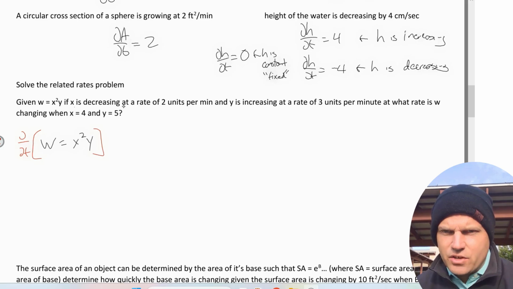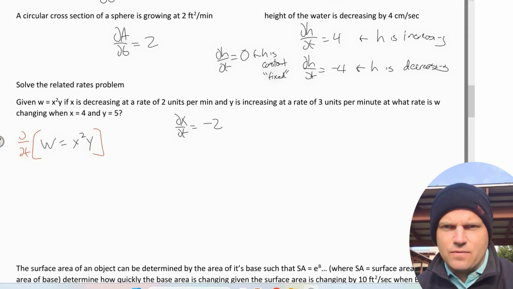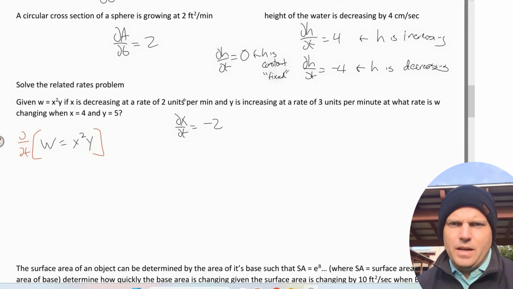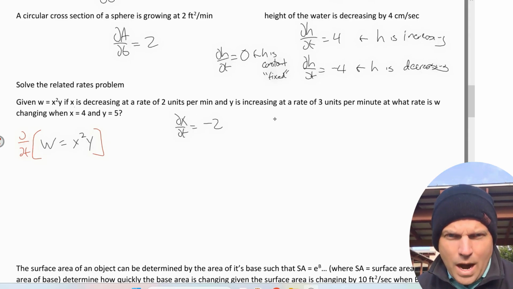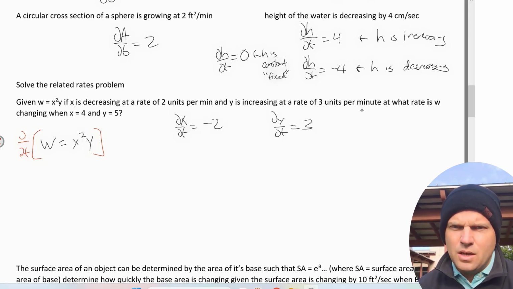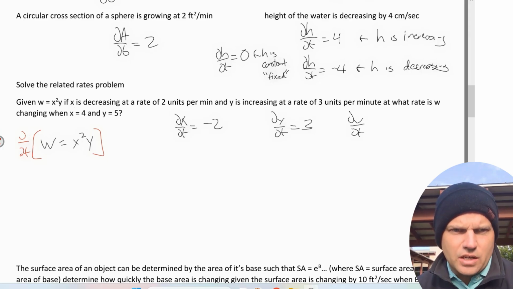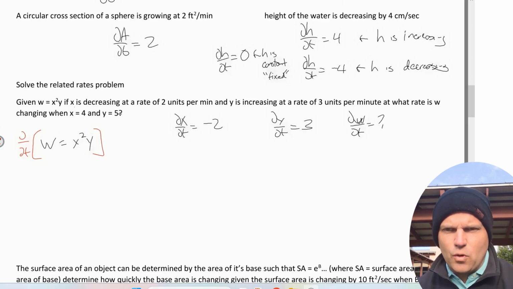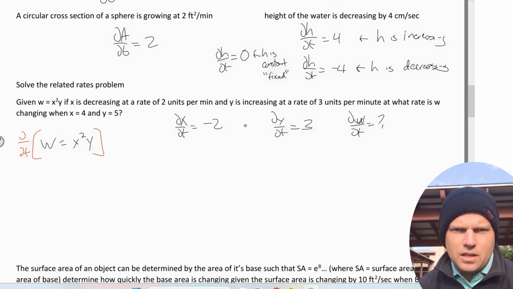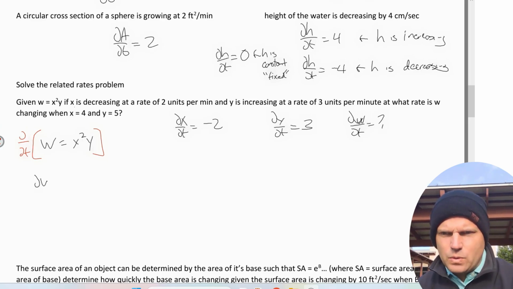But here, x is decreasing at a rate of 2 units per minute. X is decreasing. That means its derivative must be negative 2 units per minute. Units, not units squared, units to the first power, length. Y is increasing at a rate of 3 units per minute. How is W changing at the moment when X is 4 and Y is 5? Okay, so this is like the next level up where we have to get that information from our problem.